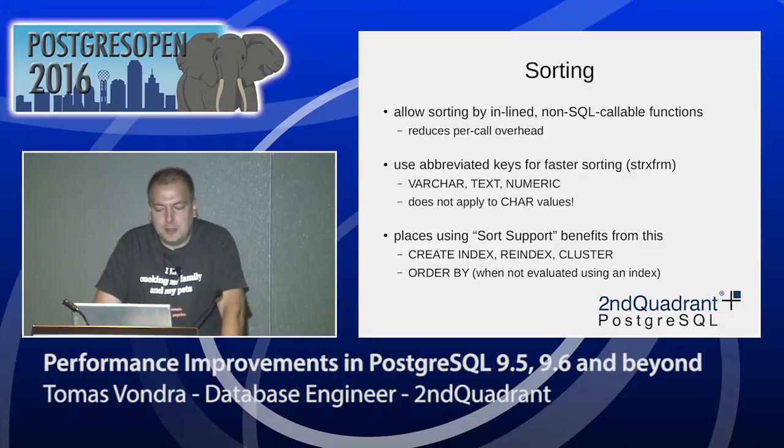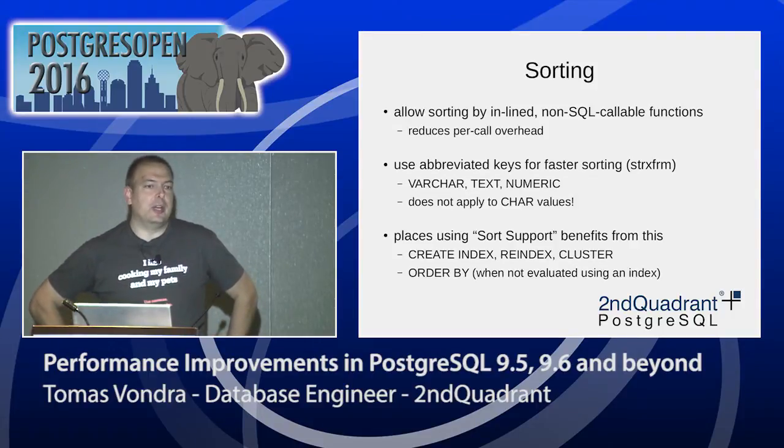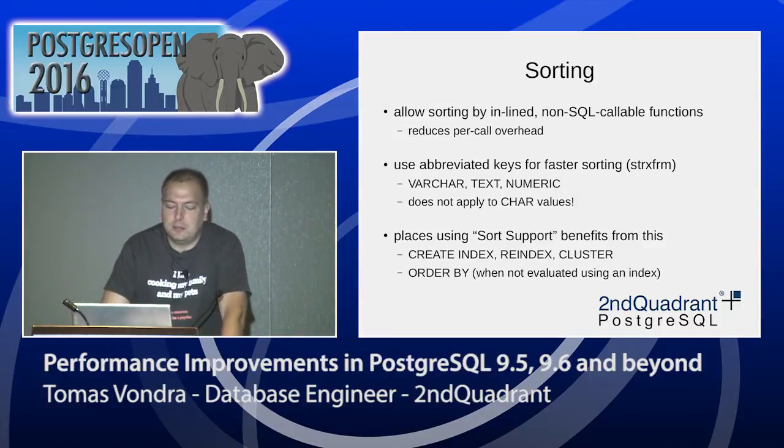And if you are using libc or some other library implementing POSIX, there is something called strxfrm, which means reduce the long value into a much shorter key, and by comparing the keys, you should get the same ordering. So this was implemented by Peter Geoghegan, and it was implemented in 9.5 for a subset of data types: varchar, text, numeric. It wasn't implemented for char values, but that was added in 9.6, as we will see.